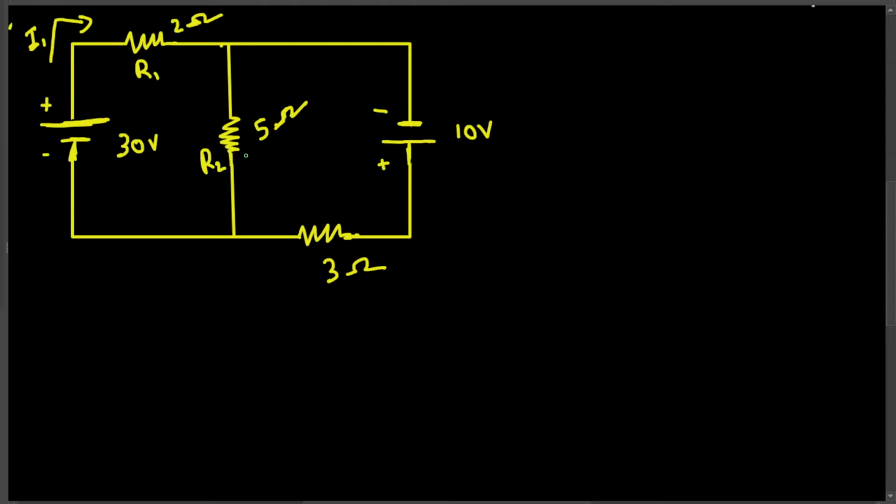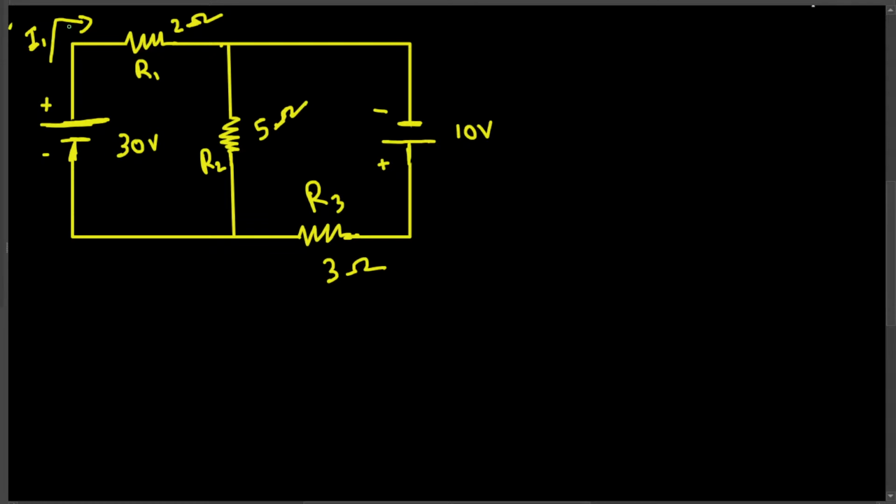Circuit right here. Here we have 30 volts and the resistor R1 that is 2 ohm, and then resistor R2 that is 5 ohm, and then this one, let's call this one R3 that is 3 ohm, and we have a 10 volt source right here. Now let's try to find all the currents that are flowing through this circuit.